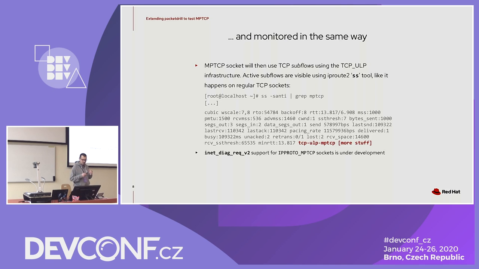Once a socket is created, the stack will create a regular TCP socket to carry the traffic. And this is done using the TCP ULP infrastructure. When a ULP creates a TCP socket, you can just monitor it using the ss command. And what you will find here is the ULP-related information. At the moment, you will only see this, but the message already contains some more stuff that can be used to troubleshoot your connection.